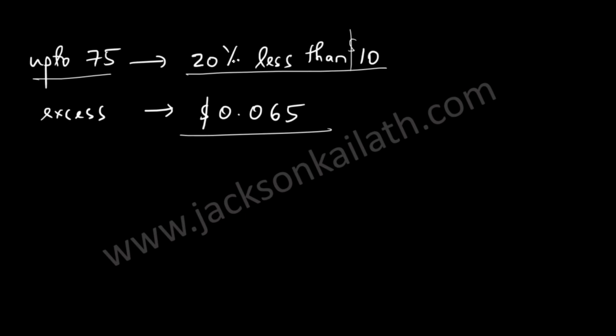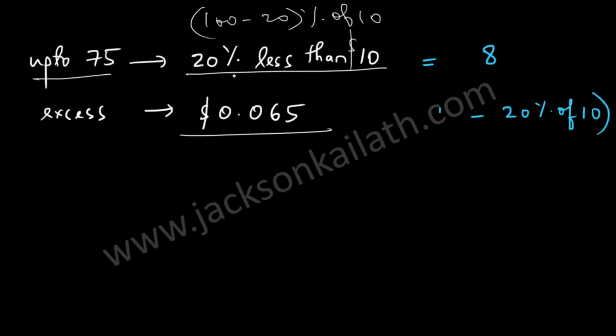So that's the question. Now 20% less than 10 is nothing but 8, right? 20% less than 10 is 100 minus 20, which is 80% of 10, which is equal to 8. So over here we get that up to 75 messages the cost is $8. So that's 10 minus 20% of 10, which is 8. Now in excess of 75, the cost is 0.065.